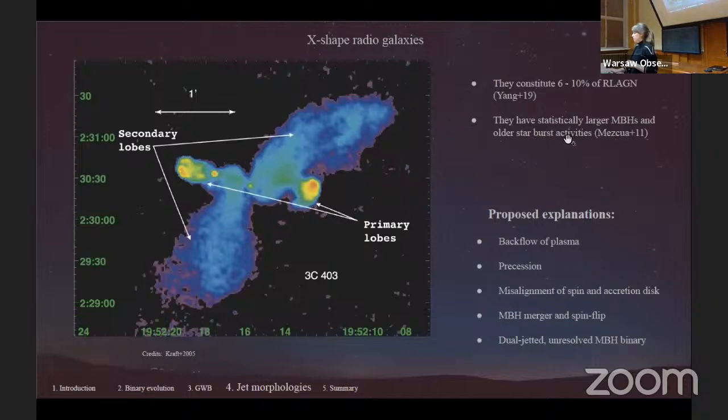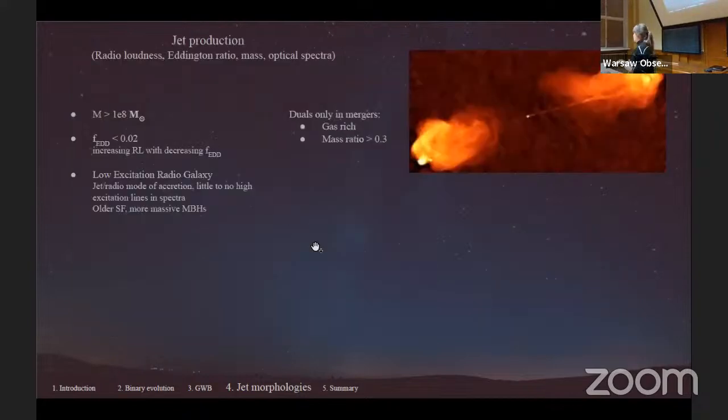Some of the properties of these sources show that this kind of scenario is likely to happen, for example, because of the larger masses of black holes or older starburst activities, which could indicate that there was a merger in the system happening before. So when we have our populations of massive black holes from the simulations, we can make a fun experiment and see whether we can reproduce X-shaped radio galaxies from our binary massive black holes.